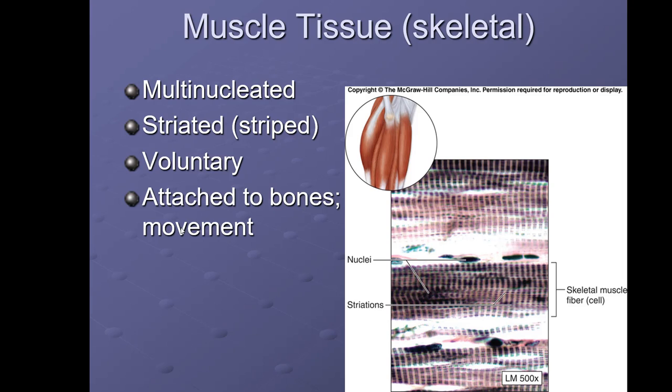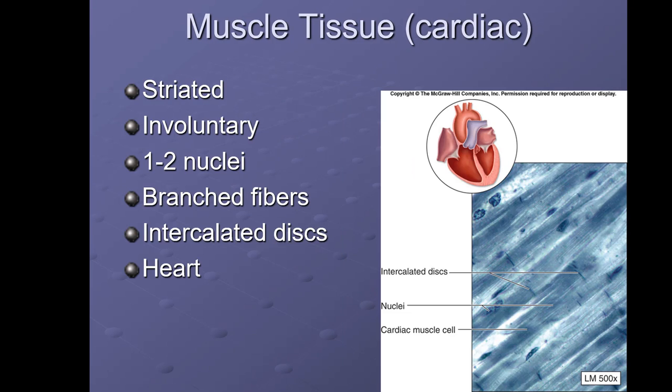Skeletal muscle is the muscle that attaches to bone. It's mainly responsible for movement. Skeletal muscle cells are multinucleated, meaning they have a lot of nuclei. They have a striped appearance when you look through a microscope, just like this picture. We'll talk later about why those stripes exist, but it has to do with the filaments that are inside skeletal muscle. Skeletal muscle is voluntary, meaning we have voluntary control over it. We decide when it's going to contract. And again, it's attached to bones, and it's primarily responsible for movement.